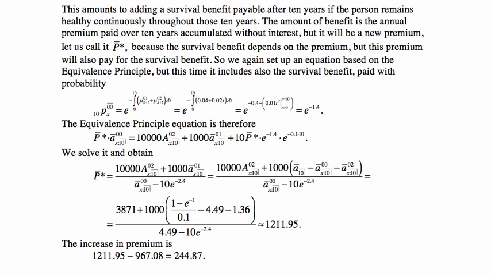Okay, so we solve this for P, and we get what you see here, which is very similar to what we had before, but we subtract 10 e to the minus 2.4 in the denominator. But we basically do the same calculation with this one thing subtracted in the denominator. And we obtained 1,211.95. And of course the premium is bigger, as we expected, and the difference is 1211.95 minus 967.08, or 244.87.